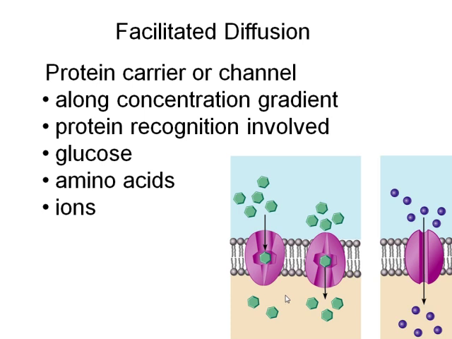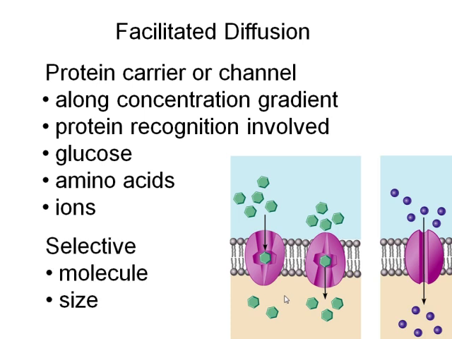Ions, even though they're very small, are charged particles, and they typically have to have some sort of doorway in the cell membrane to let them in. This means that facilitated diffusion does have some selectivity. There has to be a protein that recognizes the molecule, or there has to be a pore that's just the right size to let the molecule through.